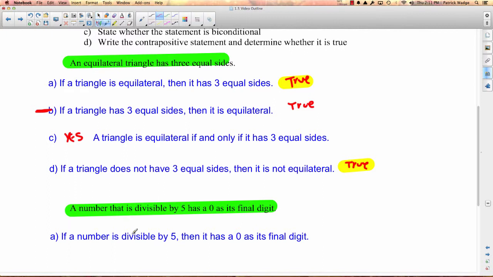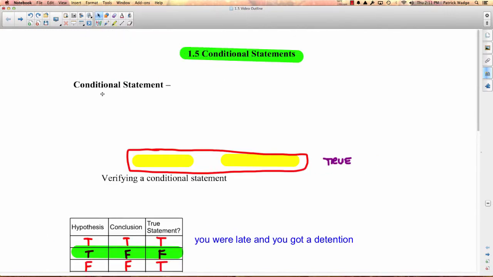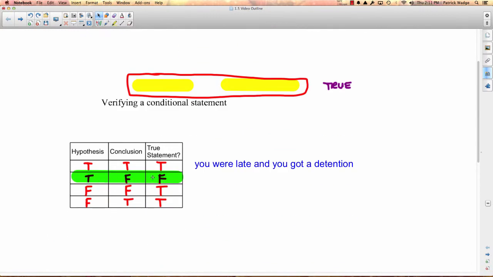Think about that for a second. If a number is divisible by 5, then it has a 0 as its final digit. That's false. How come? Can you think of a number that is divisible by 5? Remember, when we looked at that table before, the thing that makes it false is a true hypothesis but a false conclusion.